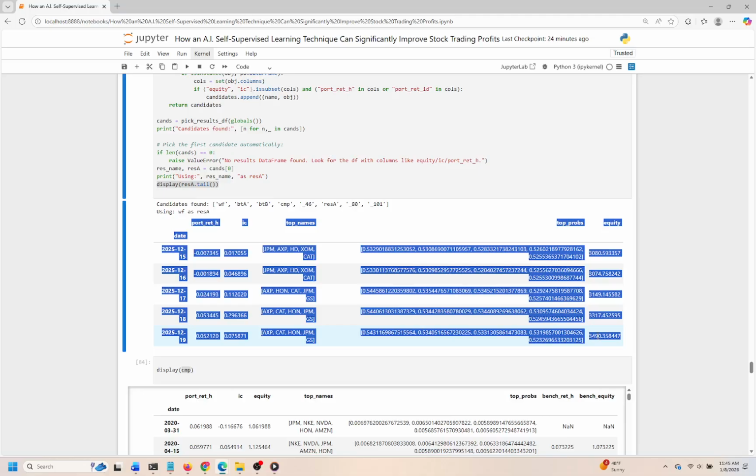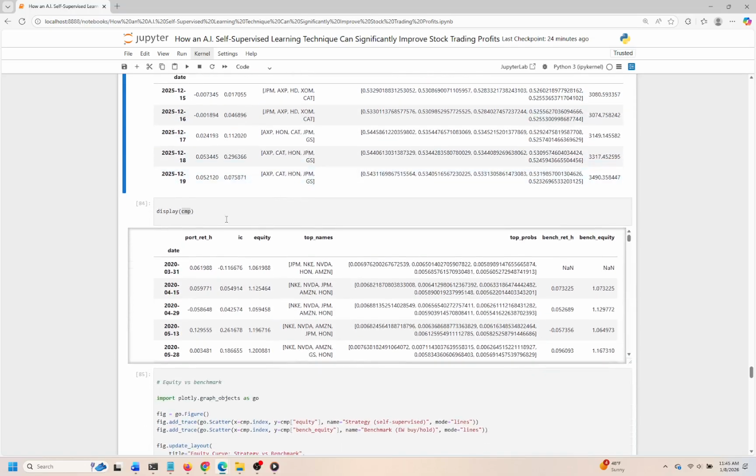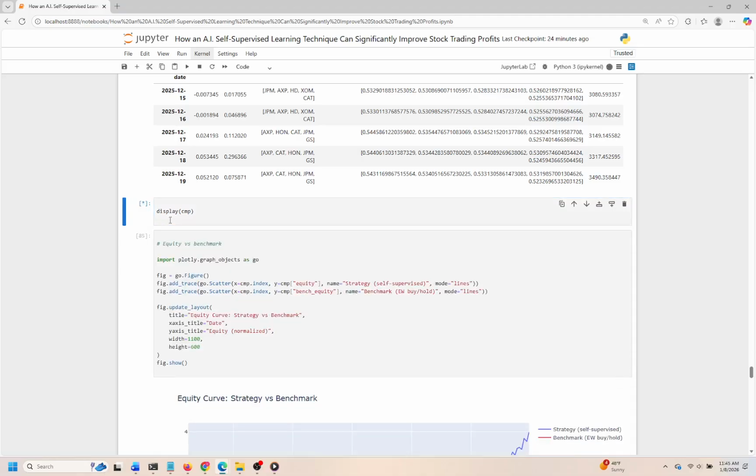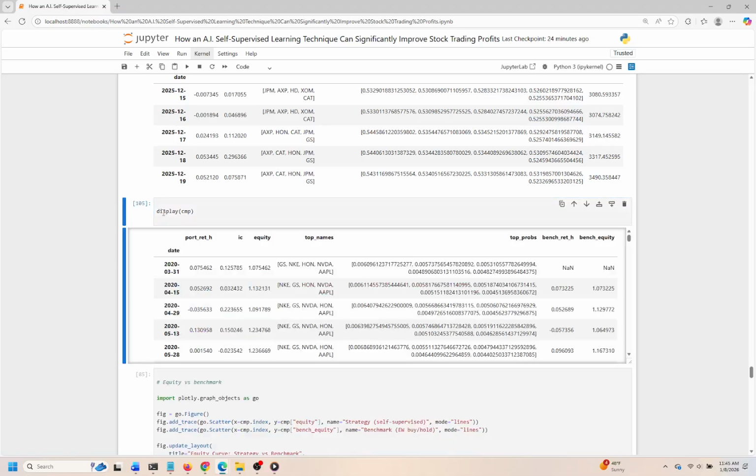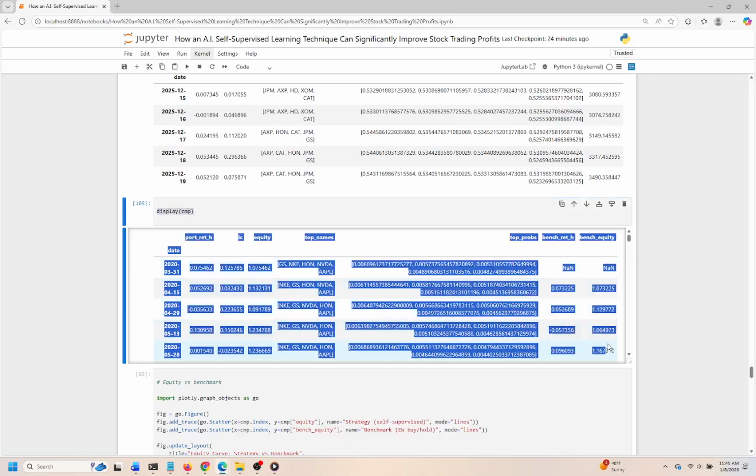Cell 24. In this cell, we're utilizing the display function to present the variable CMP, which likely contains some comparative data or analysis results. This step is vital because it allows us to visualize the outcomes of our previous calculations or manipulations, providing a clearer understanding of the results.